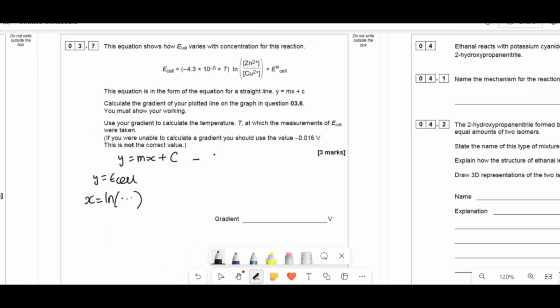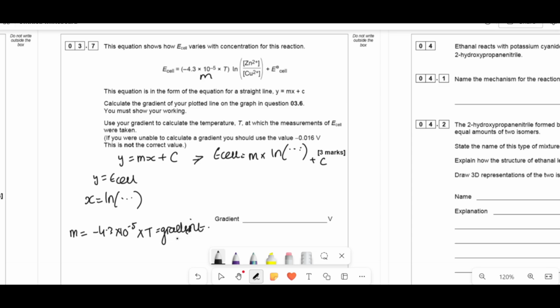So then what you do is rewrite this in this form now. So E cell equals m times the ln term, plus c, okay? If we have a look, this is our m that's multiplied by the ln term here. Can you see how that is all multiplied down to there? So that is your m. m is the gradient, remember. So m equals minus 4.3 times 10 to the minus 5 times T, which is the gradient.